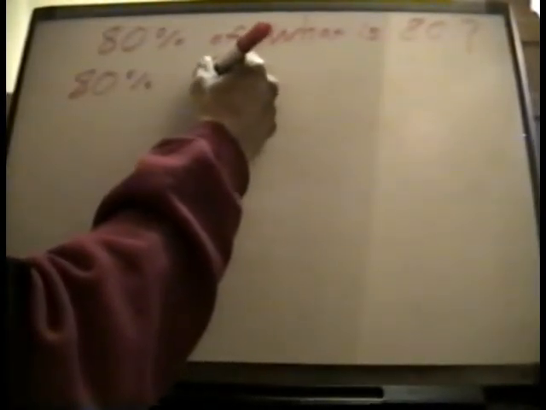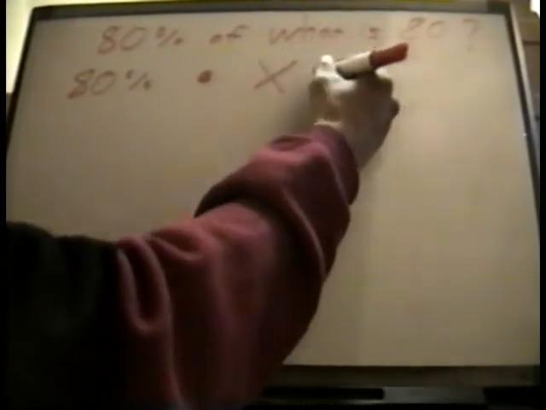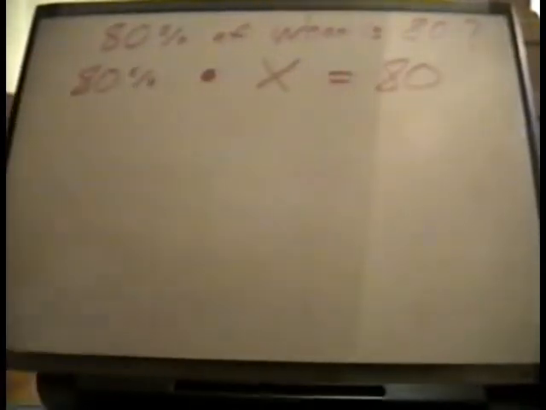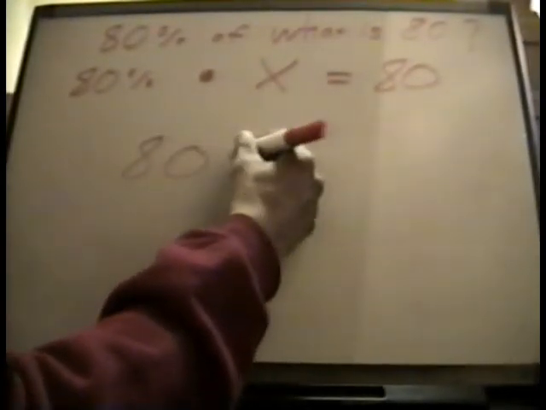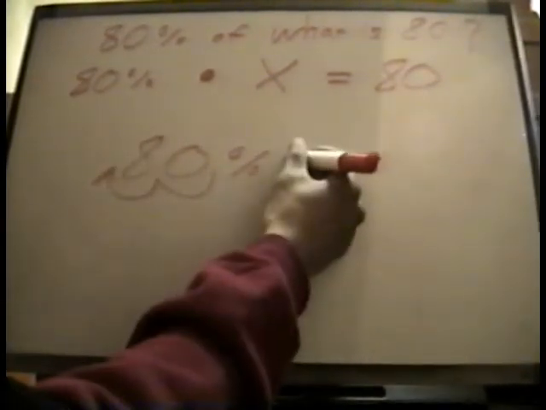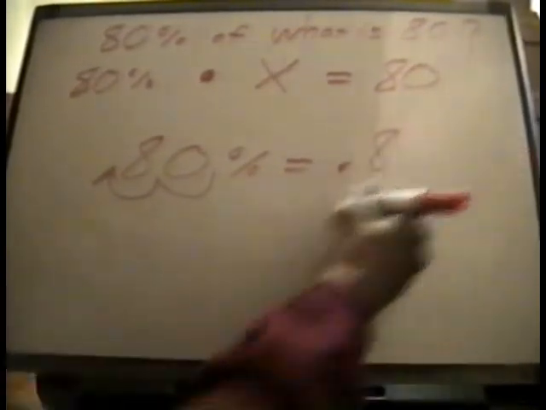Now we want to try 80% of what is 80. Of what is 80? Now that means 80% of, that signifies multiplication. 80% of what is 80? So what is the unknown, or x? 80%, we convert a percent into a decimal by shifting the decimal point twice to the left and dropping the percent sign. So here we get 0.8. So 80% as a decimal is 0.8.